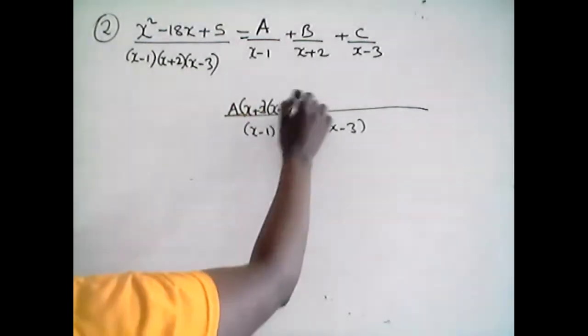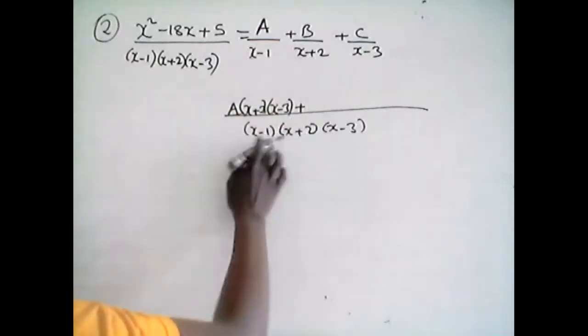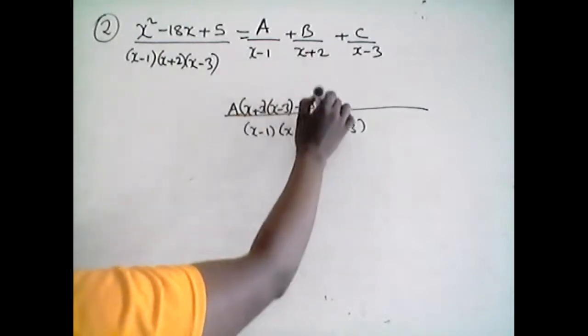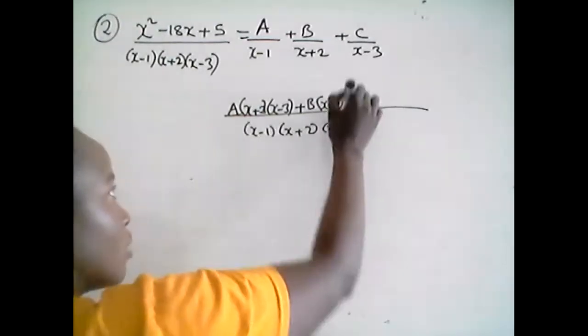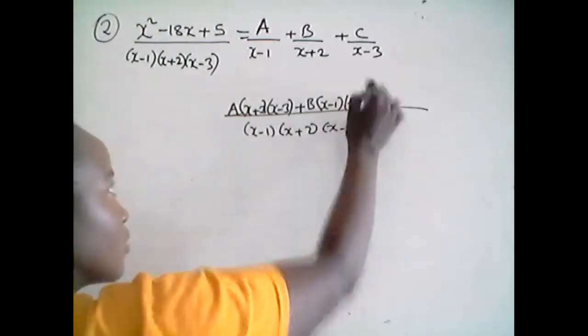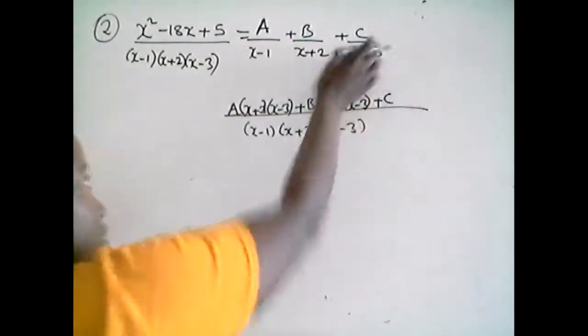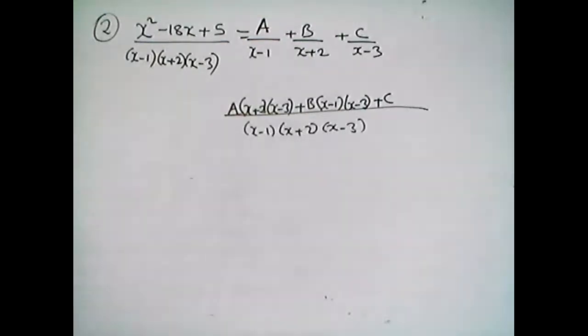We move to B plus this divided by that. So this and this cancel. You're going to remain with this and that. So it will be B multiplied by x minus 1, x minus 3. Lastly, C. This divided by C, you're going to remain with those two factors.